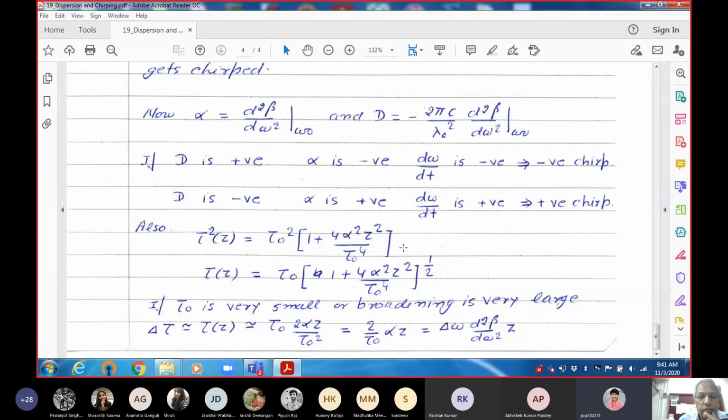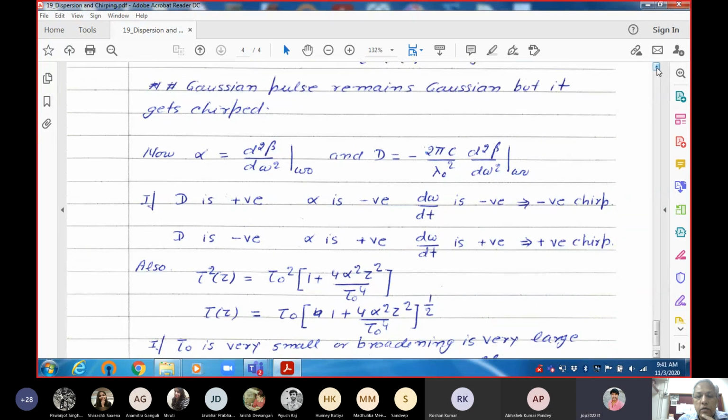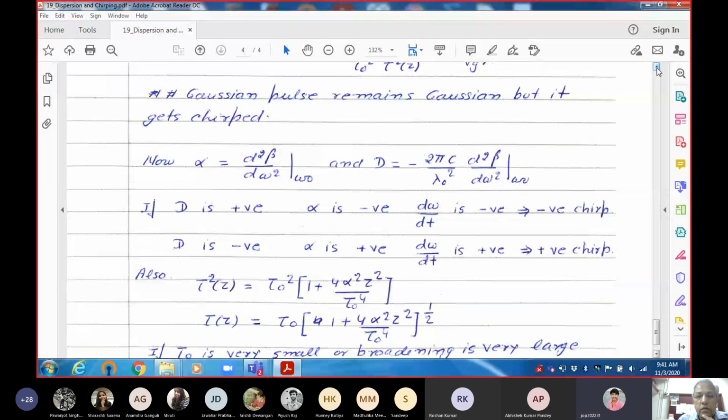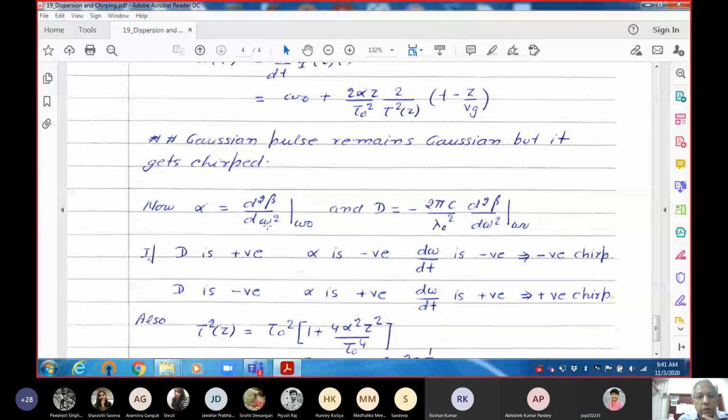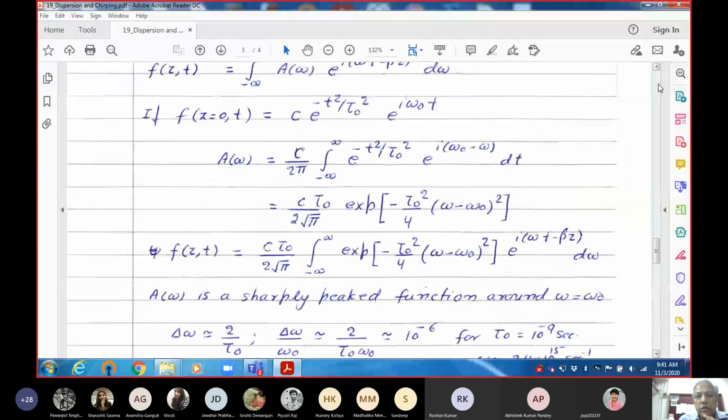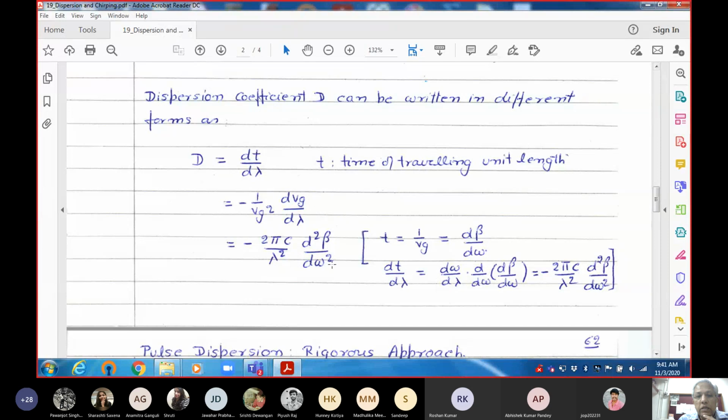Sir, how are we relating alpha to d omega by dt? Say it again. How are we relating alpha to d omega by dt? Alpha, I have defined as d square beta by d omega square. Is there any confusion here? No, sir. Okay. Now, I had shown you one of the slides that dispersion coefficient can also be written in this form: minus 2 pi c by lambda square, d square beta by d omega square. That's why I had shown you this.